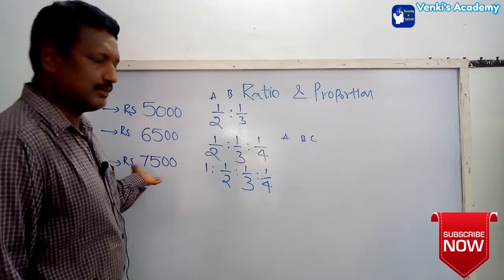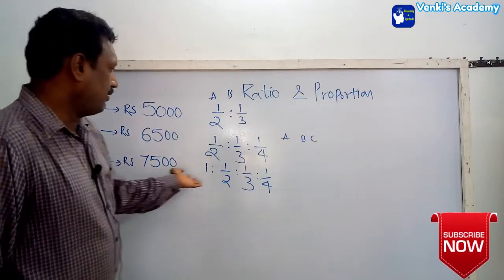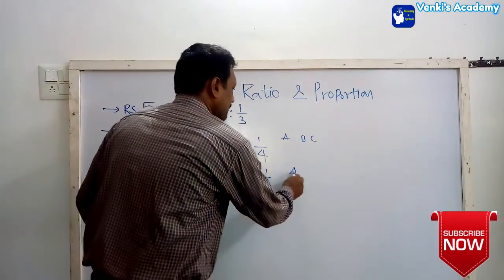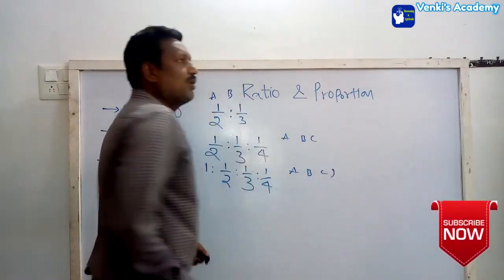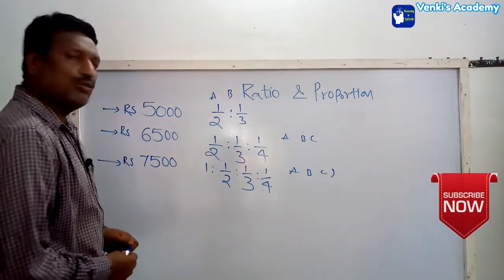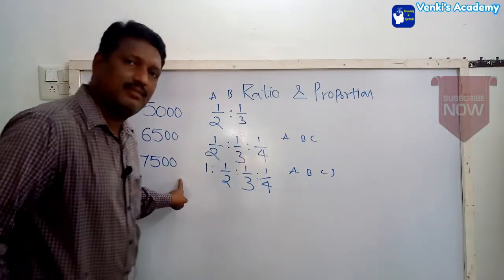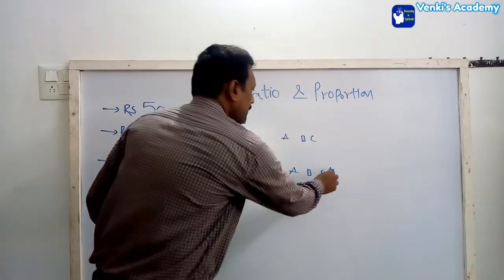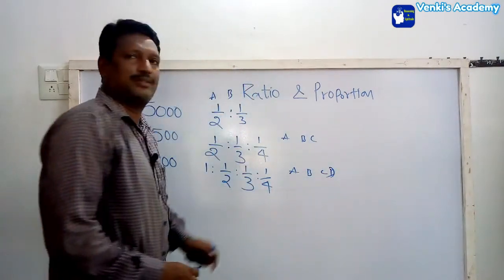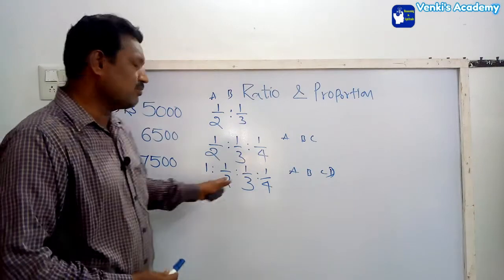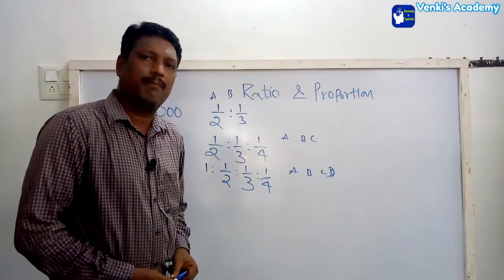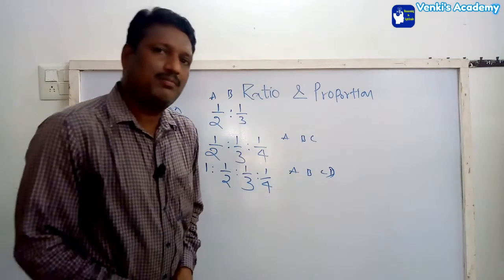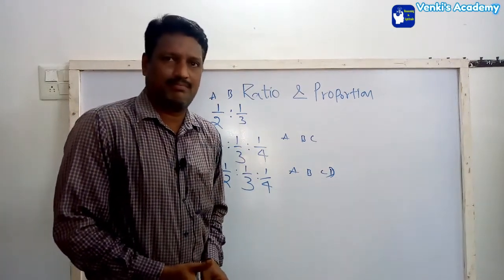Next problem. Here, four members are there. 1, 2, 3, 4. That means A, B, C, D. Now, an amount of rupees 7,500 is there. We have to distribute it among these four persons A, B, C, D. They are given the ratios 1 is to 1/2 is to 1/3 is to 1/4. See this model, all these problems are in fraction form.